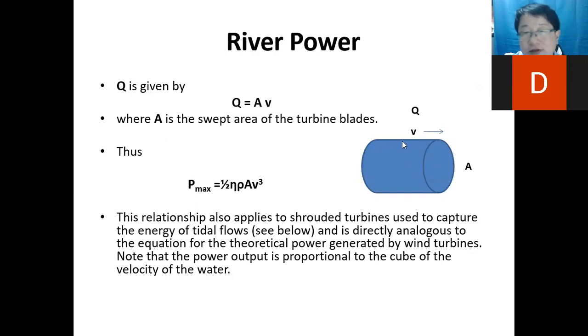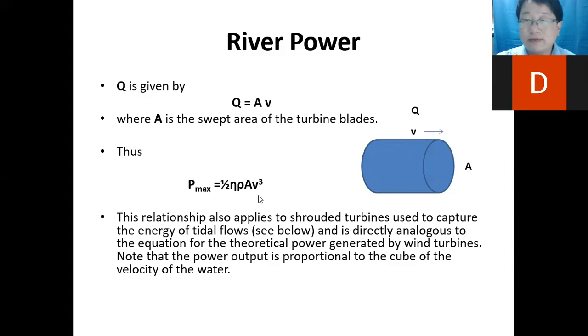This is a good diagram. In 1 second, this cylinder of water will move a distance v. Okay, so for the cross-section area A, a total volume of v multiplied by A, which is Q, is the volume of water passed through this cylinder. And then if you multiply this vA by the density, that gives the total mass. Then mv squared, and there's a v contributed by the distance traveled by the water. So the relationship between power and the velocity of the water flow is v cubed.